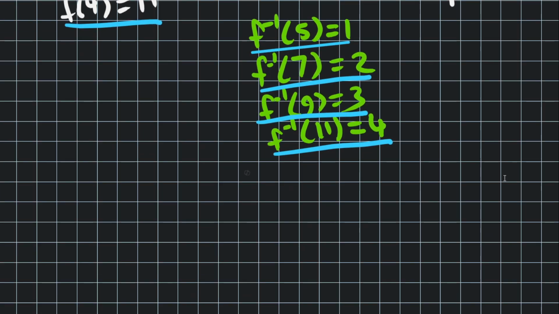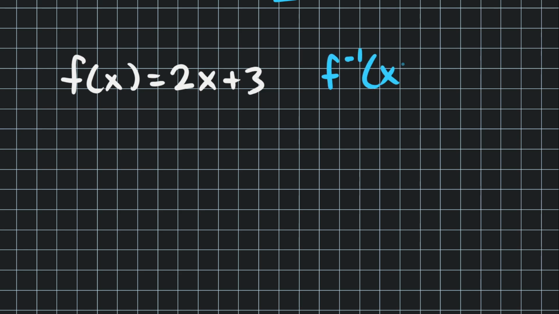So now let's talk about an inverse function algebraically. Let's say f of x, just normal f of x, equals 2x plus 3. So how do we find f inverse of x? What does this equal?